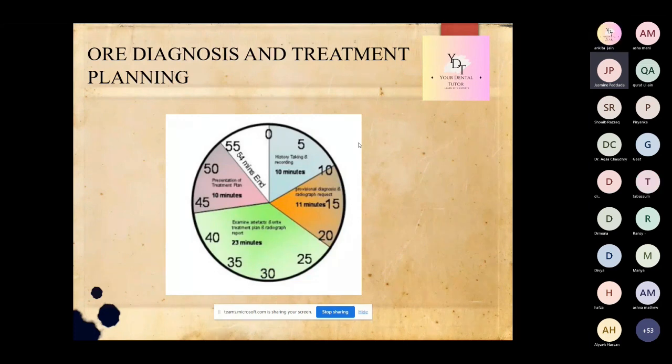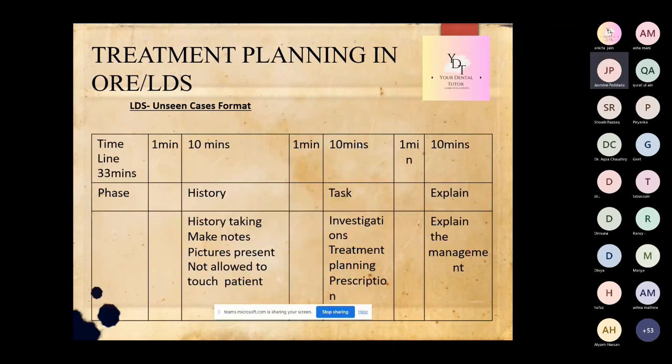Now let's go to how the unseen cases are organized in the LDS exam. Can we go to the next slide, please? Yes. In the LDS exam, in the unseen case, rather than having just one case like in ORE, you have 4 cases. I take it that I have some opportunity to make mistakes because I have 4 cases, so I can make some mistakes. In ORE, you have to be to the point. Now, you will have 4 cases of half an hour each.